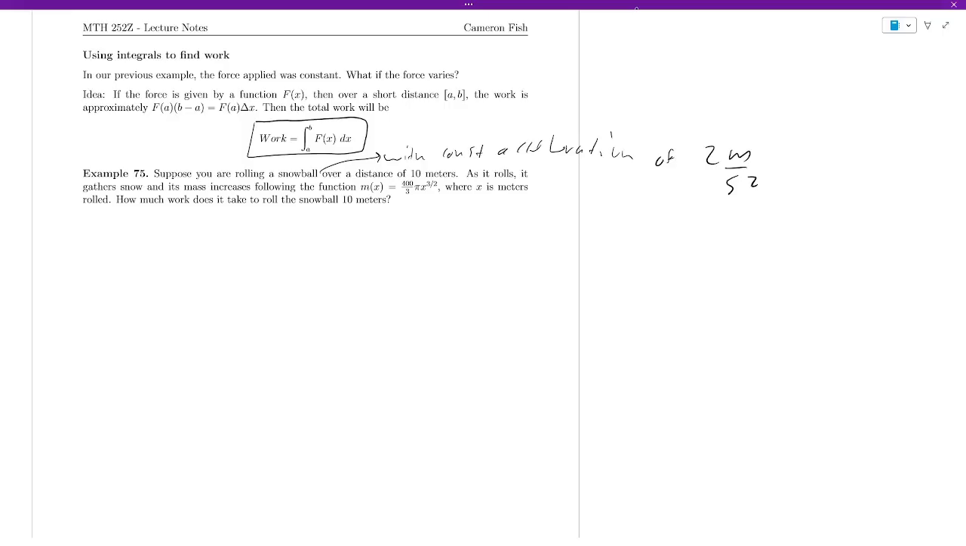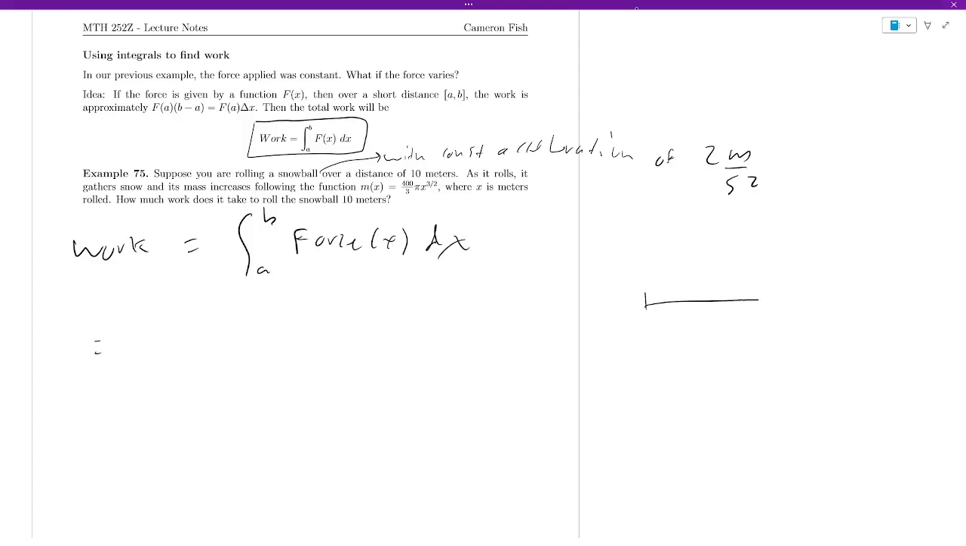At the beginning, it's a small snowball. The force comes from the mass, right? Small mass, small force. But near the end, it's a big snowball because it's gathered the snow. And since it's big mass, big force, so the force is different at the beginning than it is at the end. We can find the total work to roll the snowball, say 10 meters. So we're being asked to find total work. It's the integral from A to B of the force. So I just have to figure out what A and B are and what the force is.